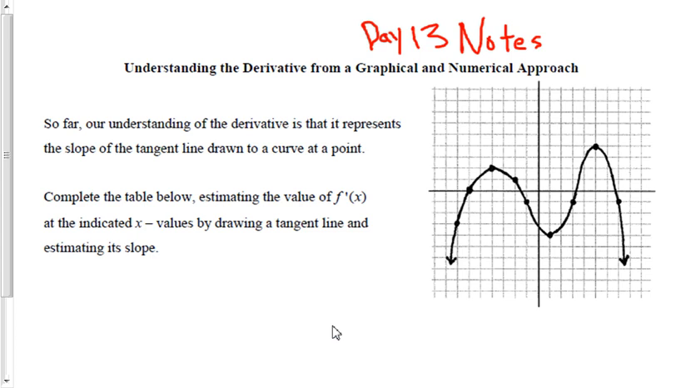So far, our understanding of the derivative is that it represents the slope of the tangent line drawn to a curve at a point. Complete the table below, estimating the value of f prime of x, which is the derivative, at the indicated x values by drawing a tangent line and estimating its slope.